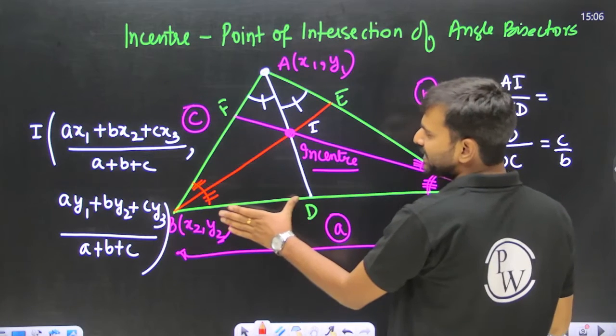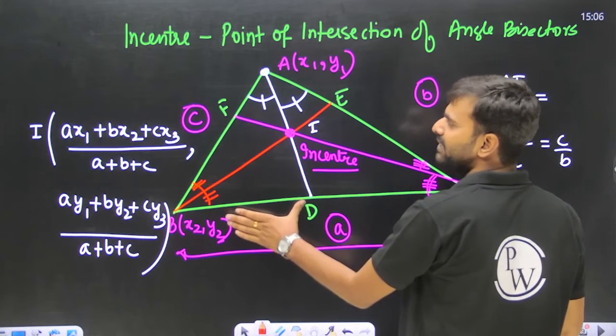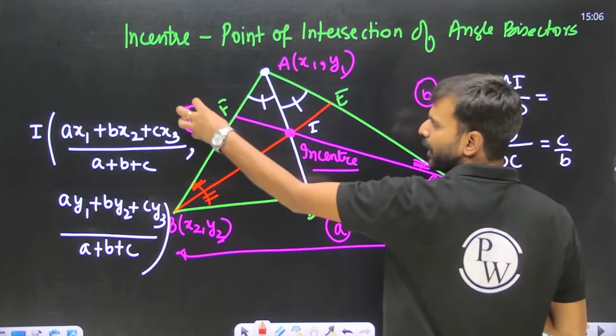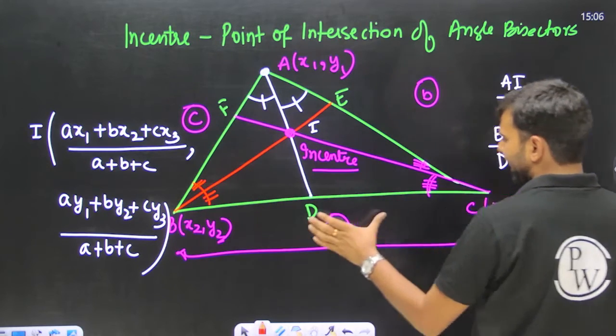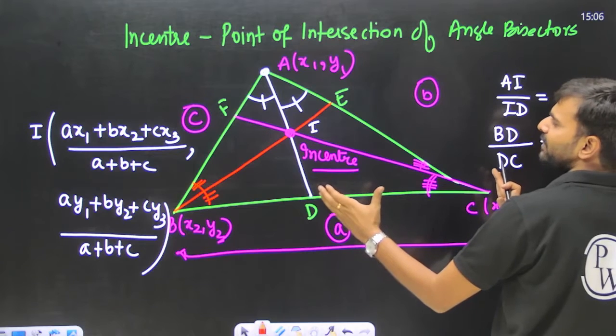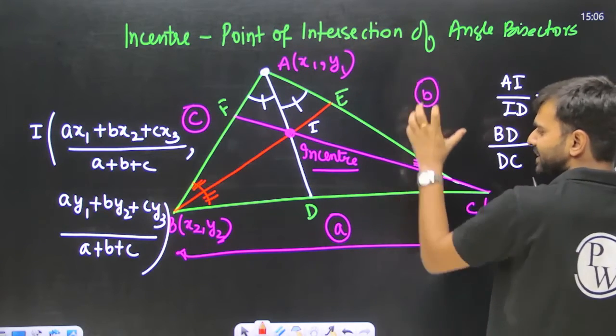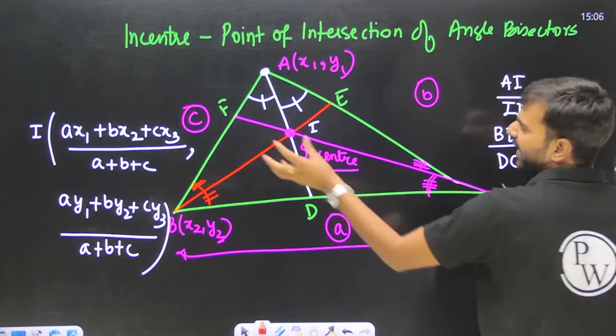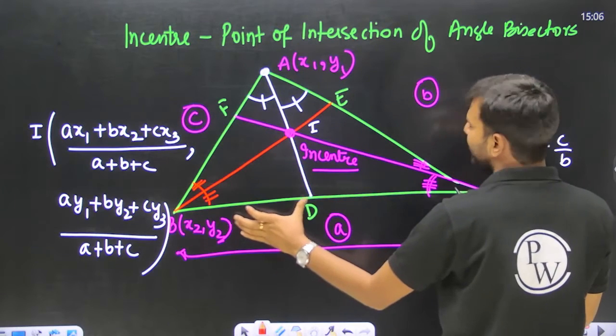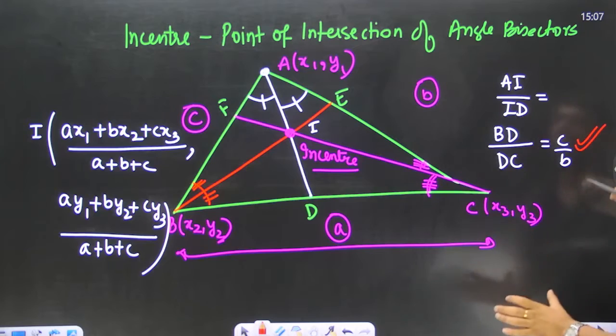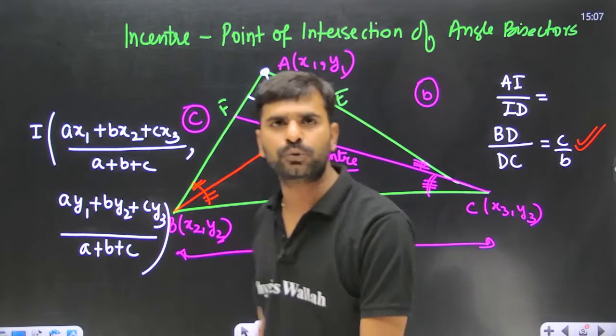Yes, BD over DC. Now along BD, which side of the triangle is there? C. So that's why you can allot this side to this particular thing, and along DC, which side of the triangle is there? The b side. So that's why allotting it to this. So this side length is allotted to the segment DC, and this side length is allotted to the segment BD. That's how we remember the formula, that BD upon DC is nothing but equal to c upon b.